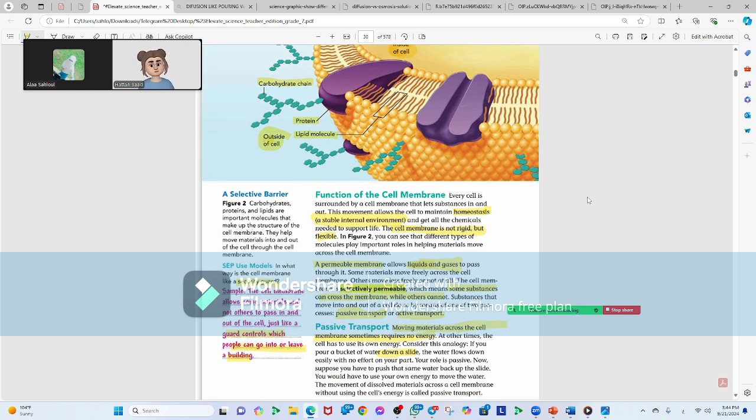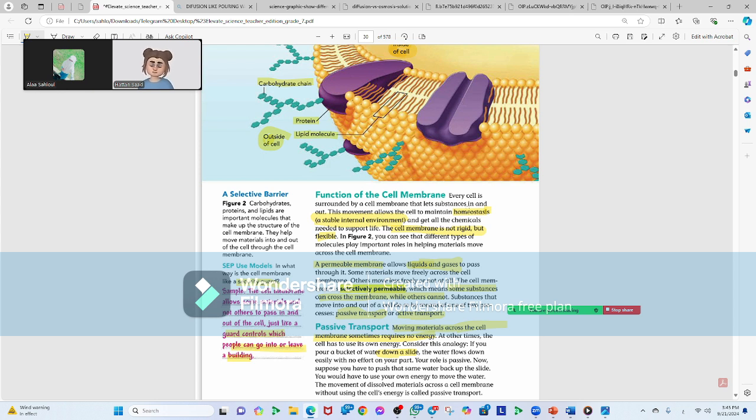What is the function of the cell membrane? It acts like a security guard. What does a security guard do? The security guard controls which people can go into or leave a building. Yes, so it's the same as the cell membrane that lets substances in and out.